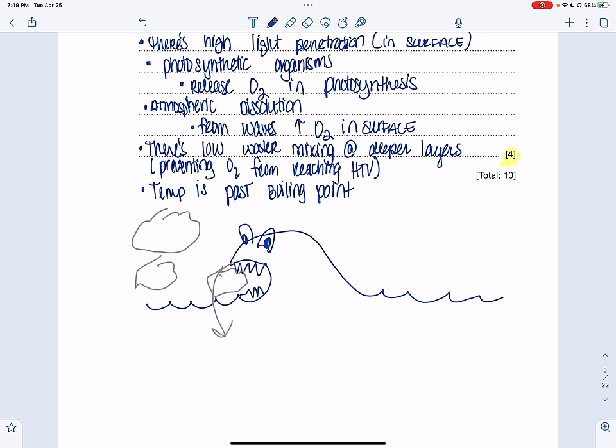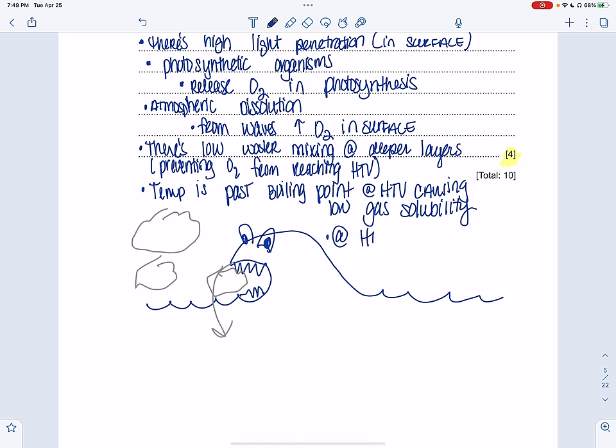Sorry, temp is past boiling point at that hydrothermal vent, causing low gas solubility. None of our carbonated fluids we want hot because it's not going to hold its gas well.